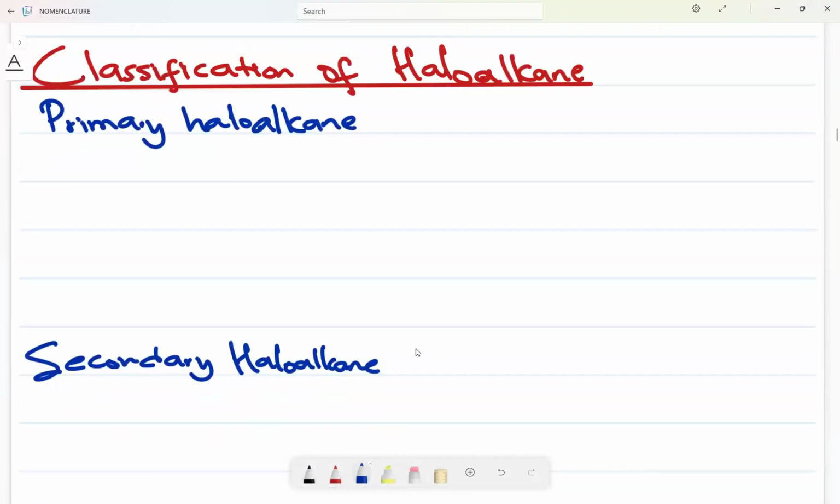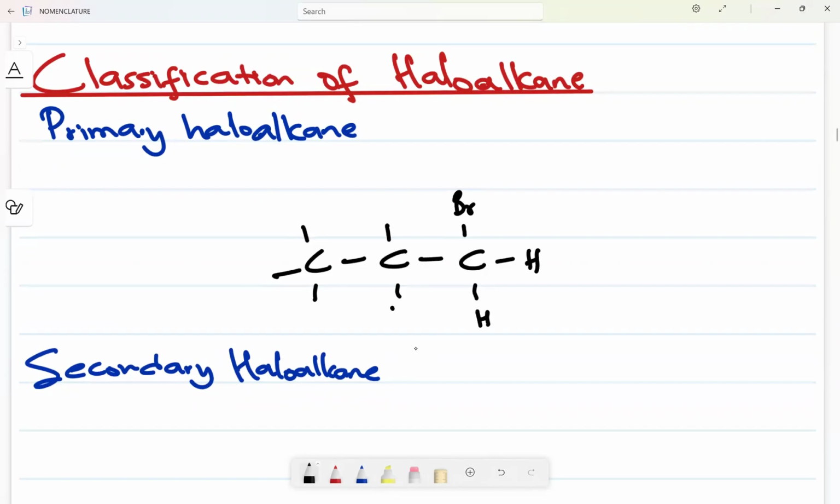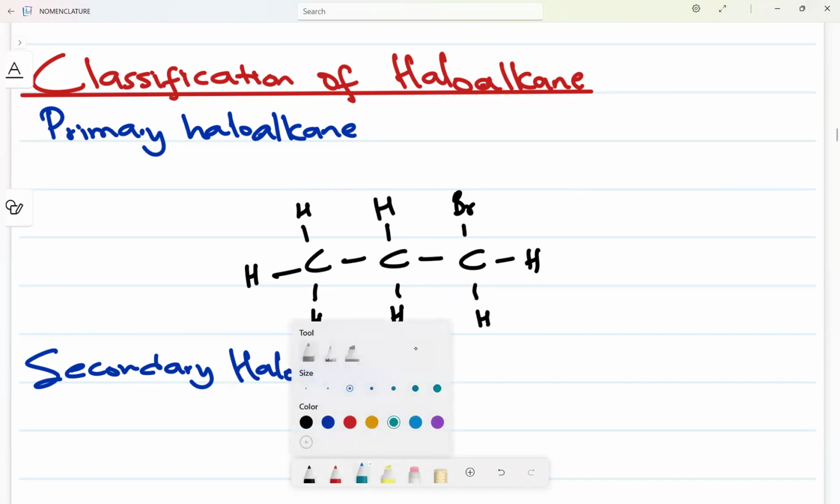Okay, yes. Now, what is the definition for primary haloalkane? A primary haloalkane, I want you to see this. If I have this, Br, H, H, H, H, H. You need to draw the structure to see if it is primary or secondary. Okay. Let's define this first.